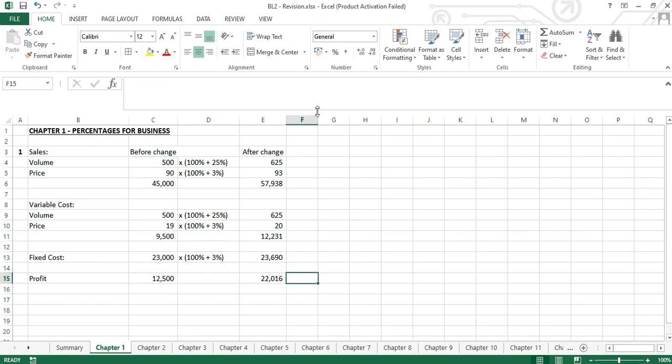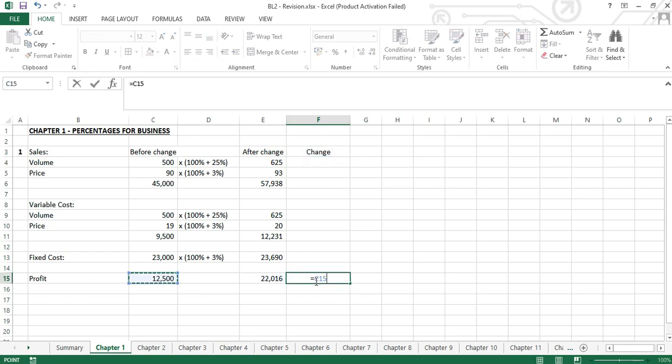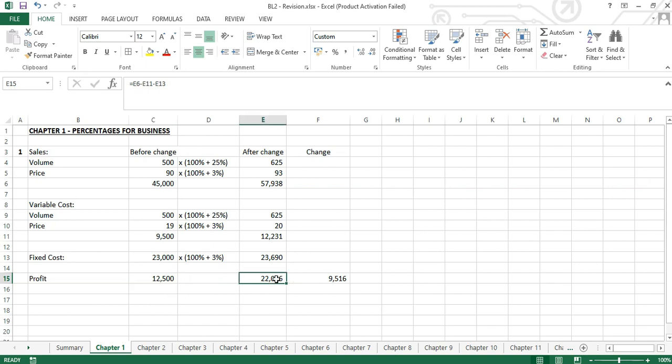Okay, now let's take the change. Change in profit. It is the new profit minus the old profit, which is a plus 9,516. That means it's an increase. Also, don't go with a plus or minus sign. Better see it logically. So before any changes, the profit was 12,500, which is lower than the new profit 22,000. So the new profit has basically increased when compared to the old profit. So this is a plus.